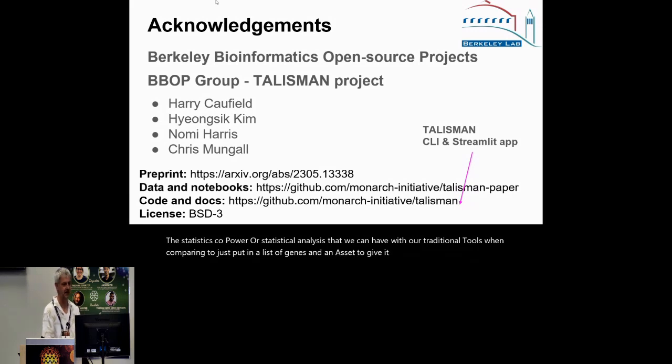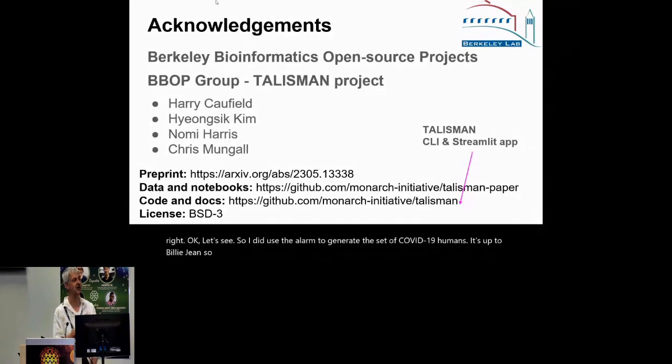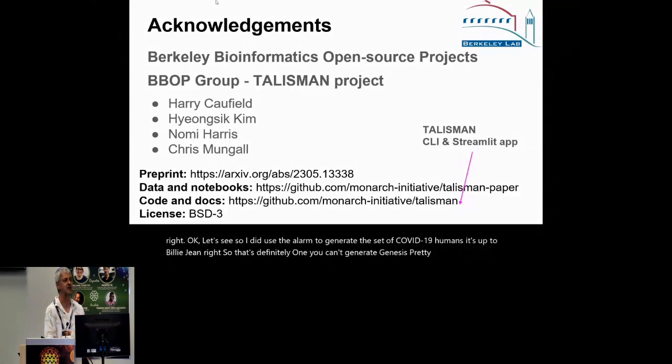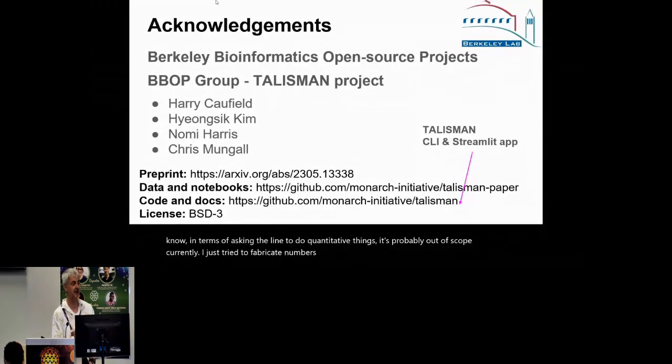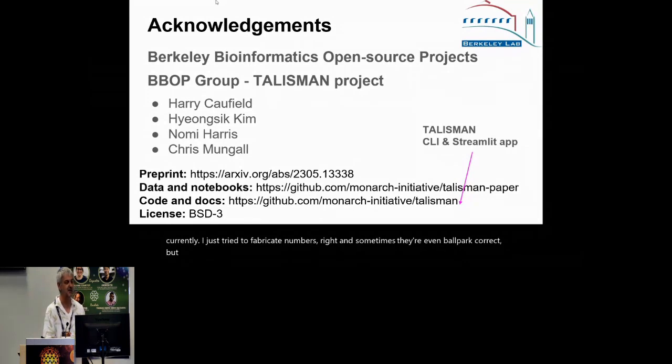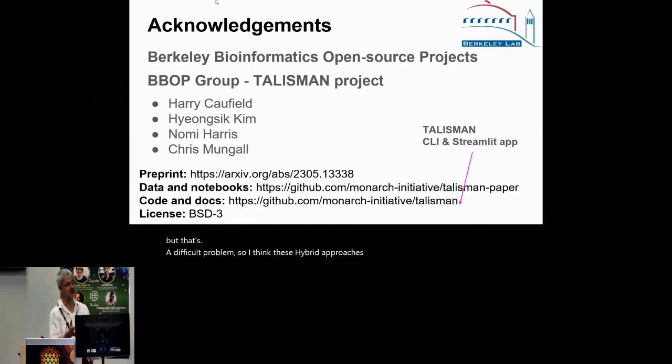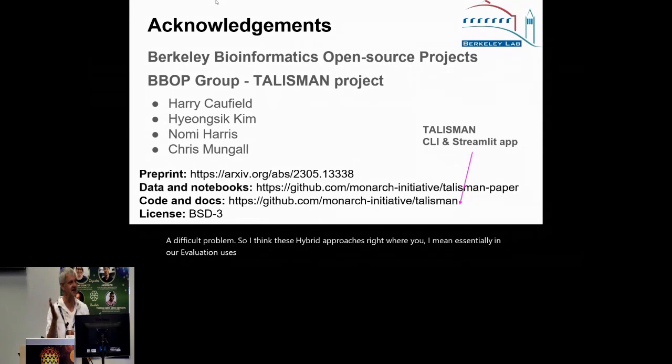So that makes sense. Let's see. I did use the LLM to generate the set of COVID-19 human susceptibility genes, so that's definitely one. You can generate gene sets pretty easily. In terms of asking the LLM to do quantitative things, it's probably out of scope currently. It does try to fabricate numbers, and sometimes they're in the ballpark of correct, but that's a difficult problem. So I think of these hybrid approaches, where our evaluation uses standard enrichment on one side, and you can show those results side by side and show what's maybe novel or missing in the ontology, and of course, exposing the hallucination. So I think that's maybe getting close to what you mentioned. Yeah. Let's think.